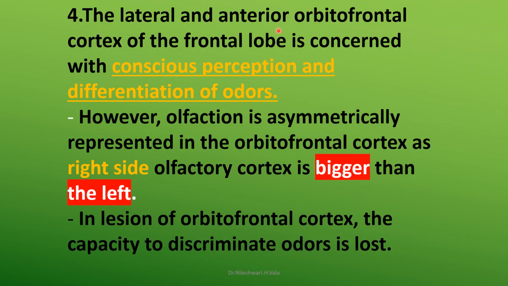The lateral and anterior orbitofrontal cortex of the frontal lobe is concerned with the conscious perception and differentiation of odors. However, olfaction is asymmetrically represented in the orbitofrontal cortex, as the right side of the olfactory cortex is bigger than the left side. Now in a lesion of the orbitofrontal cortex, the capacity to discriminate odors is lost.